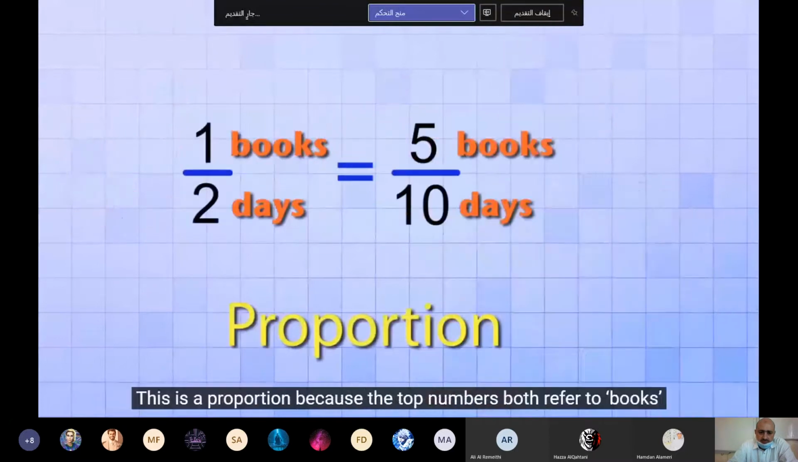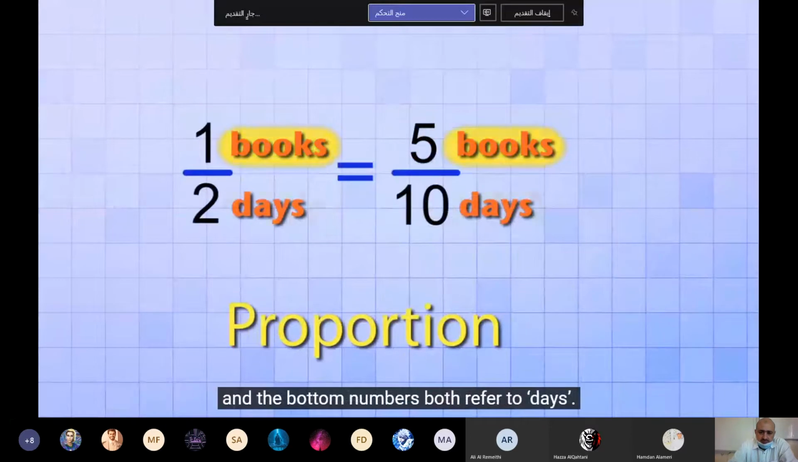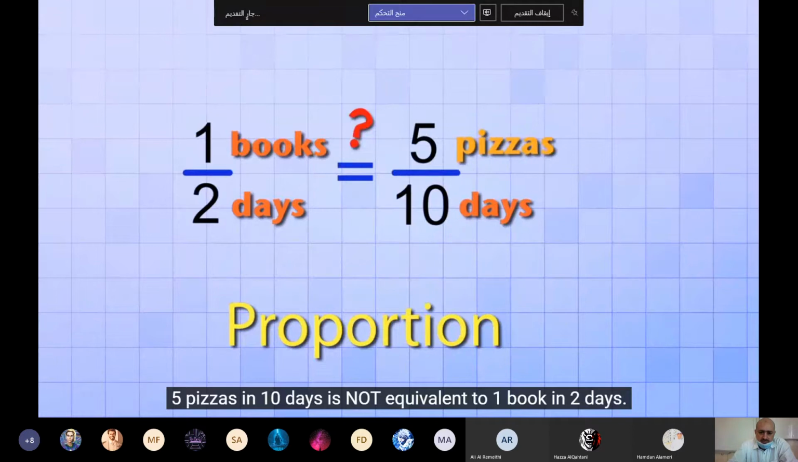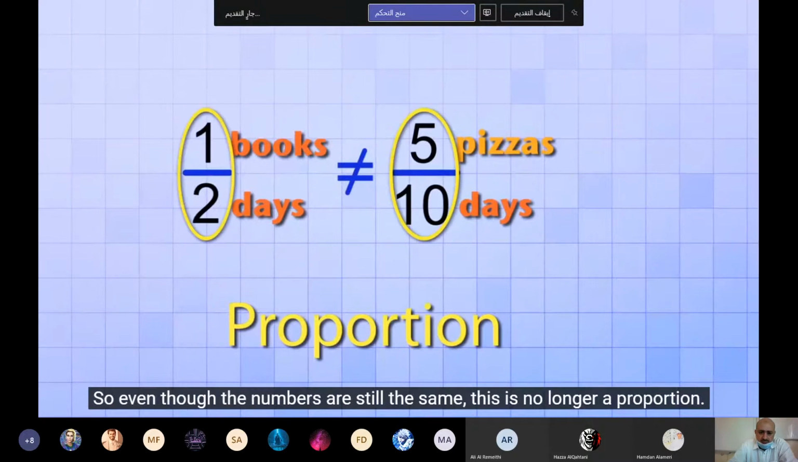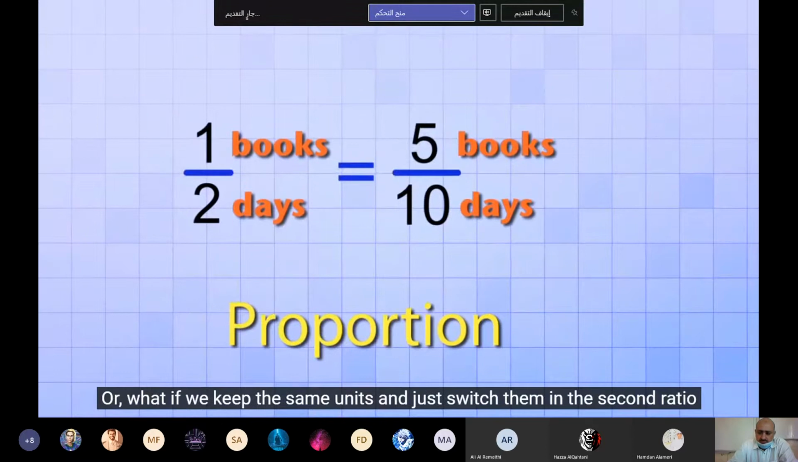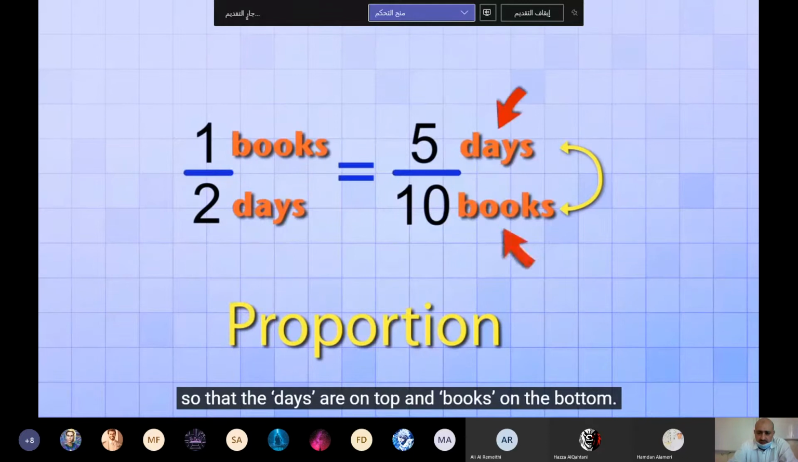This is a proportion because the top numbers both refer to books and the bottom numbers both refer to days. But what if we change the top unit of the second ratio to be pizzas instead of books? 5 pizzas in 10 days is not equivalent to 1 book in 2 days. So even though the numbers are still the same, this is no longer a proportion. Or what if we keep the same units and just switch them in the second ratio so that the days are on top and books are on the bottom?